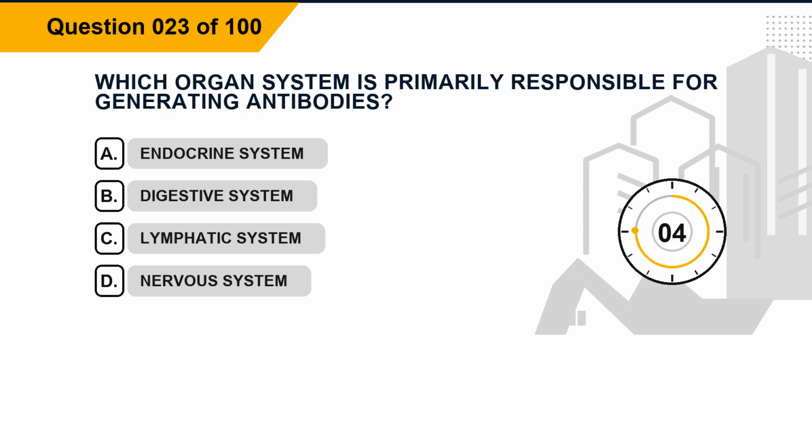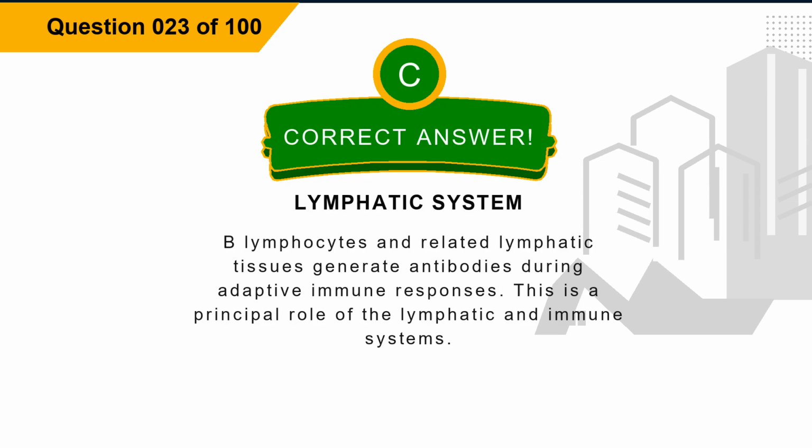Option C, lymphatic system. Option D, nervous system. The correct answer is option C, lymphatic system. Explanation: B lymphocytes and related lymphatic tissues generate antibodies during adaptive immune responses. This is a principal role of the lymphatic and immune systems.